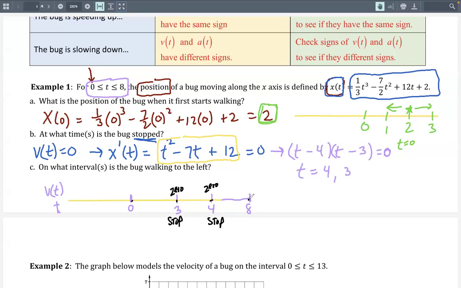But which way is it moving? Is it walking left or right? Because that's all I can do. Well, the question says, on what intervals of time is the bug walking to the left? So in order to do this, we need to use test points.